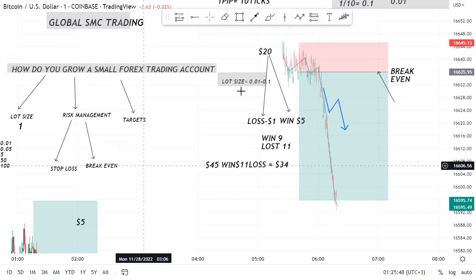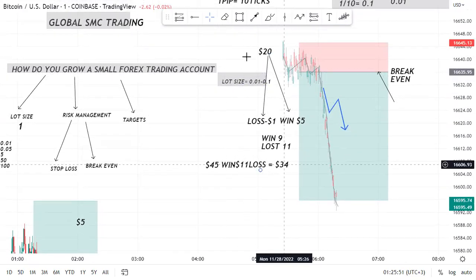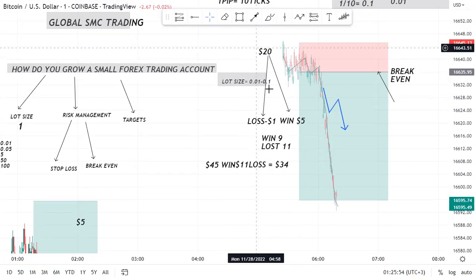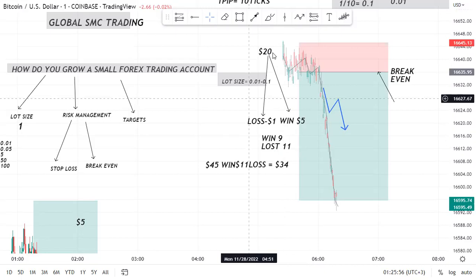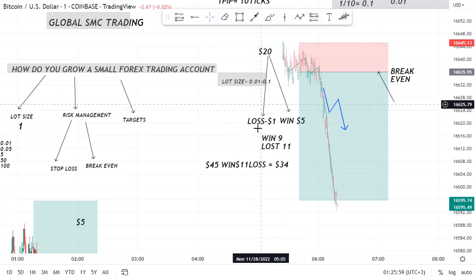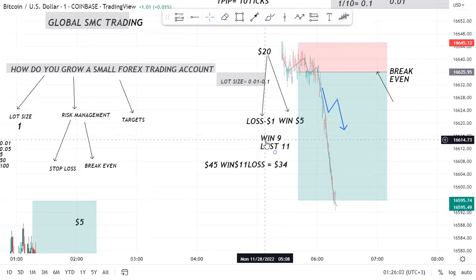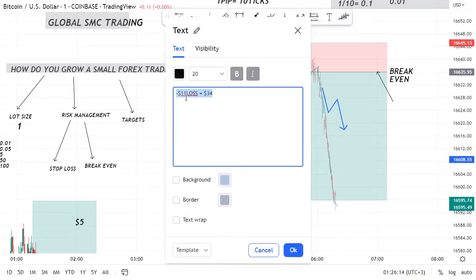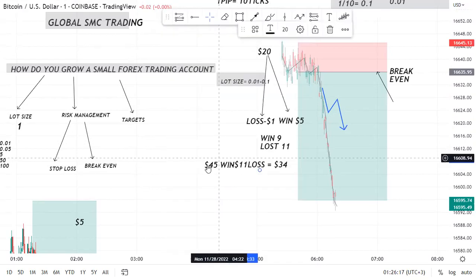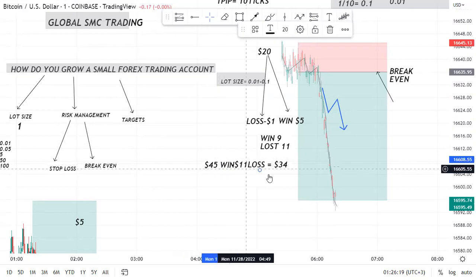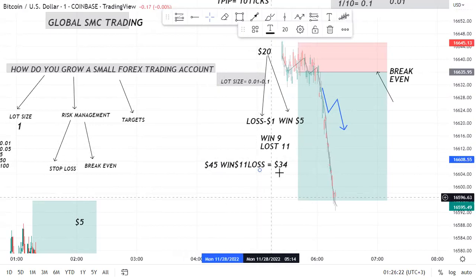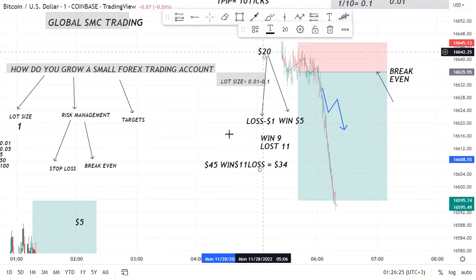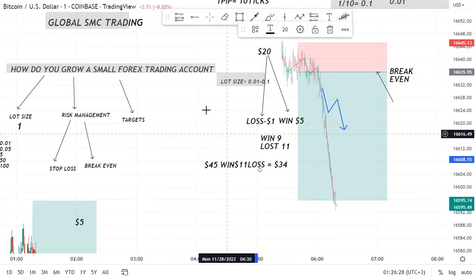After targets, this is where I was explaining how to use your $20. I was teaching you how you can manage your trade here. If you have a $20 account, you can assume that you are losing $1 and winning $5 per trade, which means that if you win 9 trades and lose 11 trades, you're still going to be profitable. We worked out how we do it here: 9 wins is $45, minus $11 loss, which is $34. $34 from 20, we have gained $14. You see, this is how we do it.